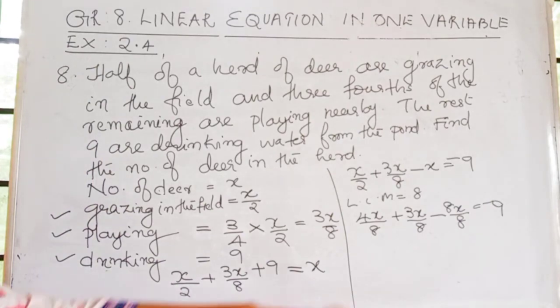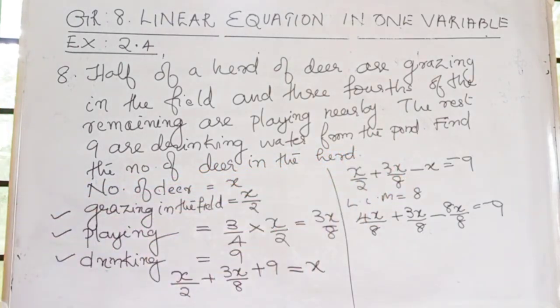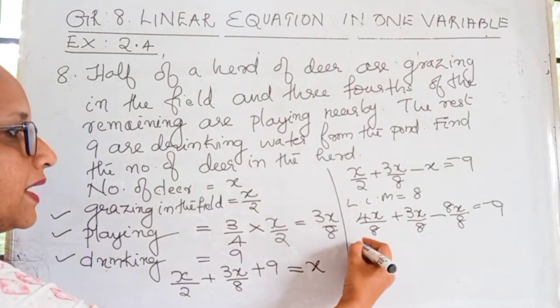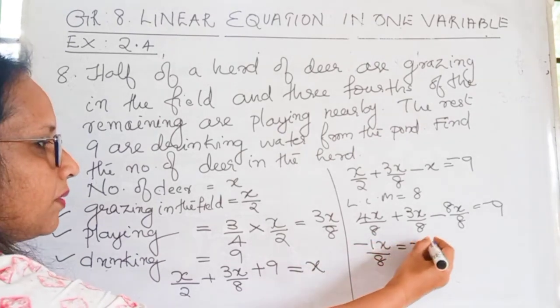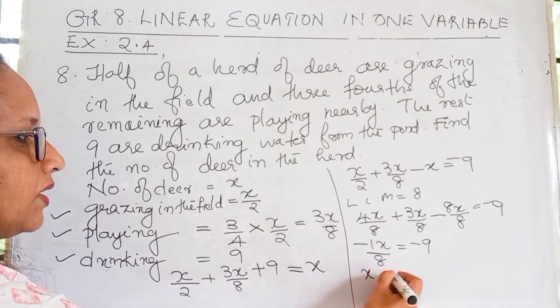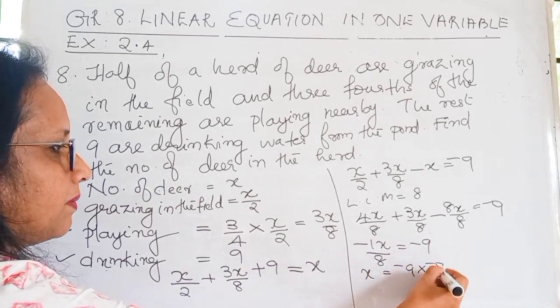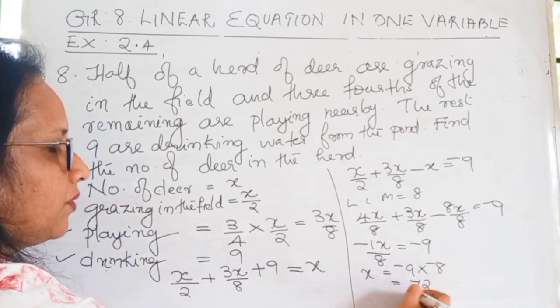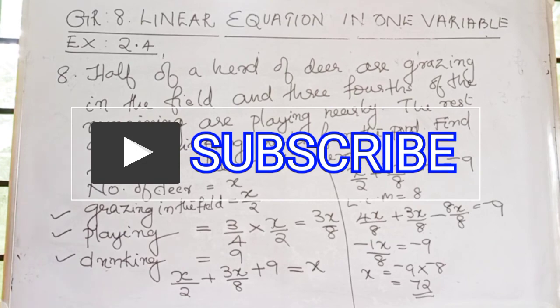And now we can solve this. Directly we can solve 4 plus 3 is 7. 7 minus 8 is definitely minus 1. Minus 1 x, or we can write it simply as minus x equal to minus 9. So x equal to minus 9 into minus 8, you can bring the minus to the other side, so we got x value is 72. There are 72 deer in that herd. Okay, hope this concept is clear to you. Learn well.